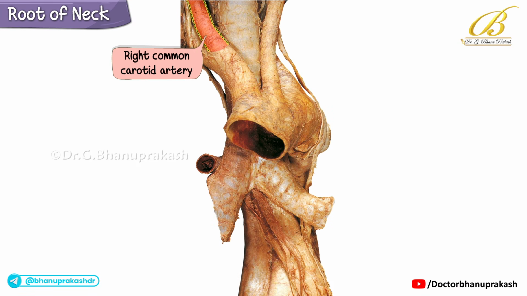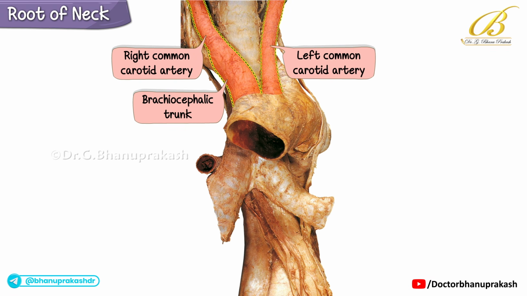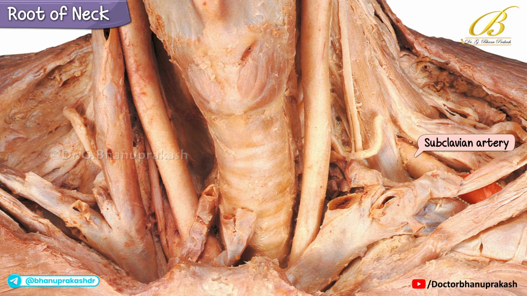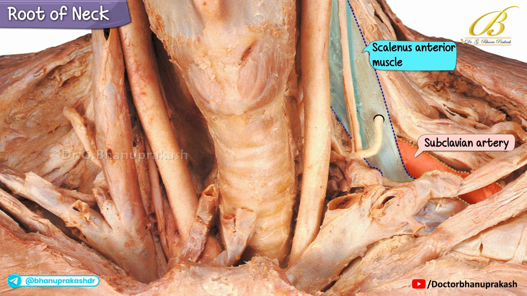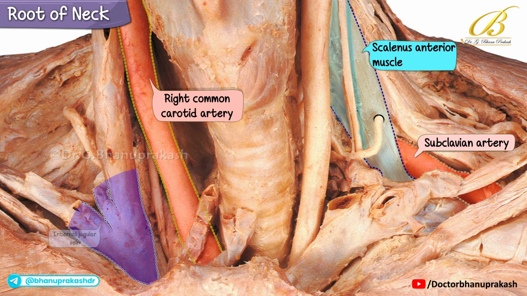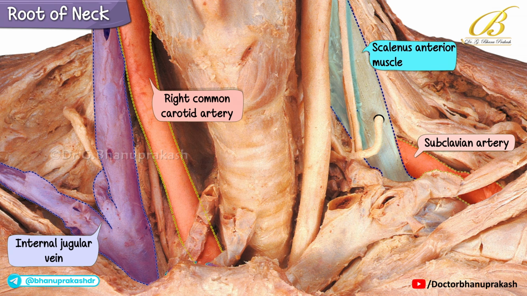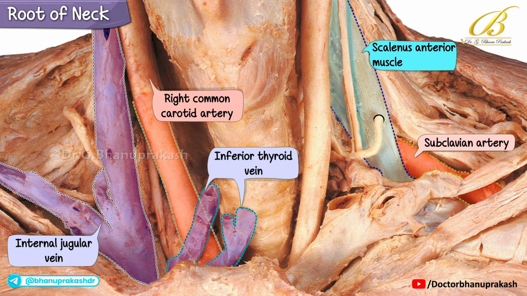The right common carotid artery arises from the brachiocephalic trunk, while the left common carotid artery originates separately from the arch of the aorta. The subclavian artery can also be seen, divided into three parts by the scalenus anterior muscle. Lateral to the common carotid artery lies the internal jugular vein. The inferior thyroid vein crosses over the right common carotid artery just above the jugular notch.